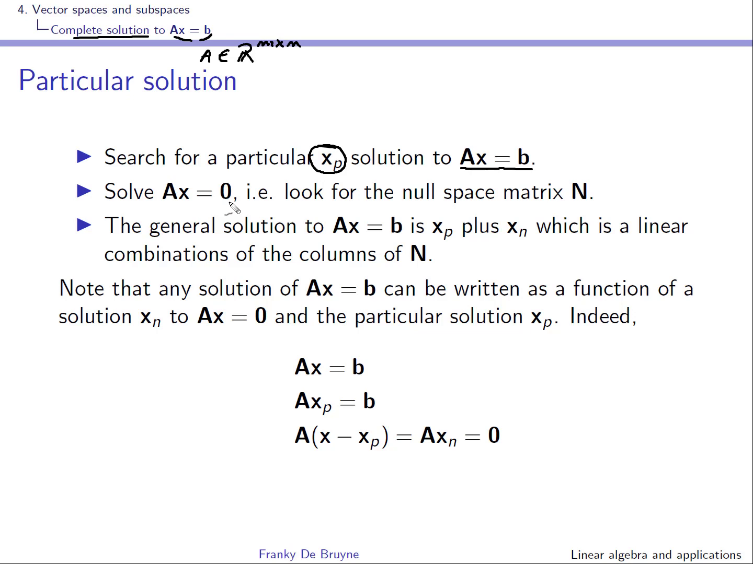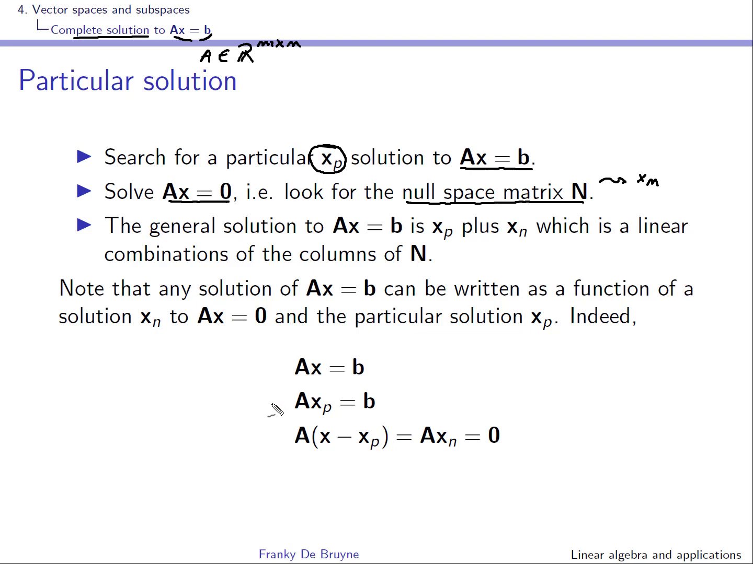We know how to solve the system Ax = 0, so we look for this null space matrix N. We've just seen how you can find it in a very systematic way, and then you obtain the solution x_n by taking linear combinations of the columns of N. Okay, and now we are looking for any solution x to Ax = b.